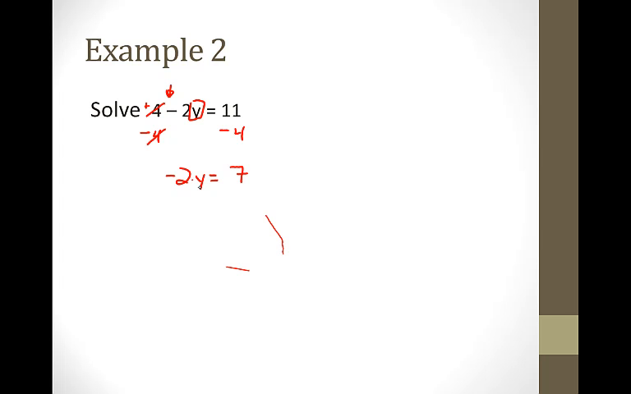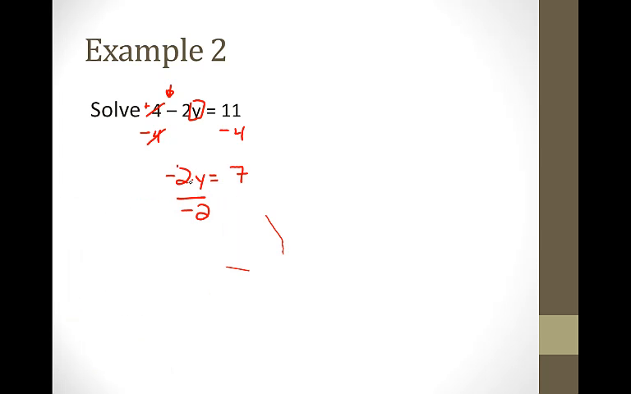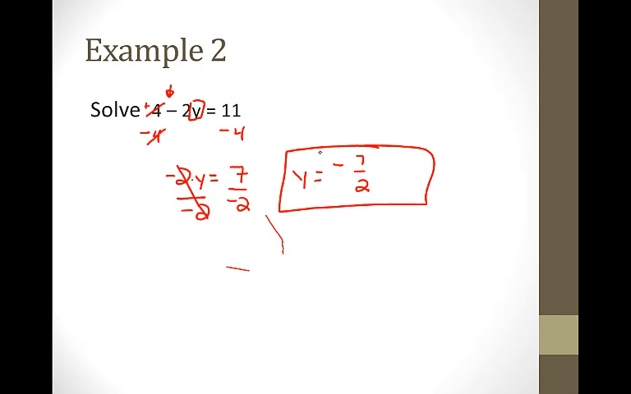Down to my last step, I have to remove that negative 2. It's connected through multiplication. I undo multiplication with division. So I'm going to get y equals, and again I usually bring that negative up, negative 7 halves. Wouldn't be wrong if you left it down. Just looks a little better in the numerator or directly out to the side.